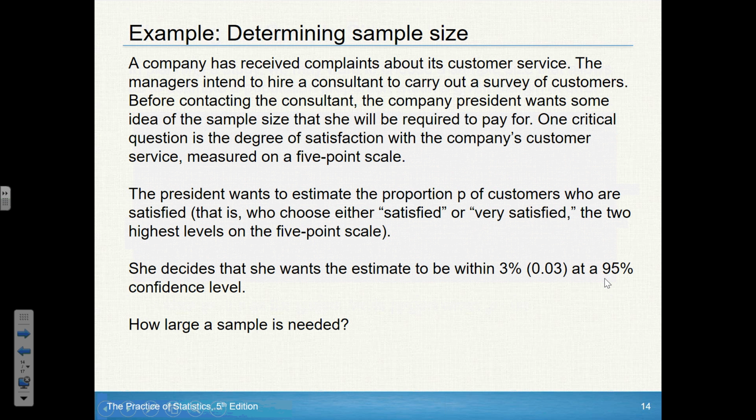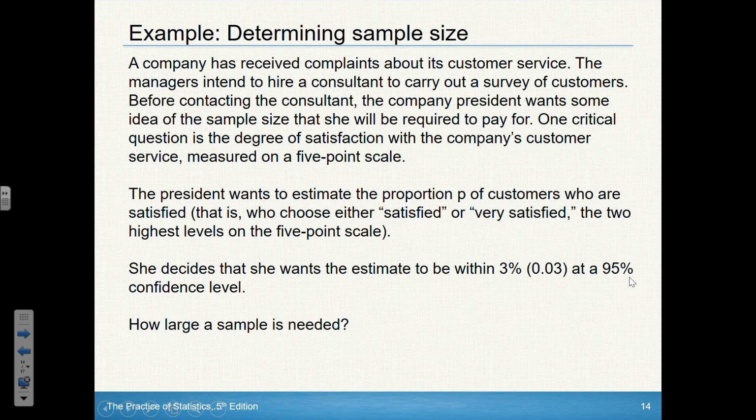So how do we go ahead and do that then? Let's look at this example. It says a company has received complaints about its customer service. Managers intend to hire a consultant to carry out a survey of customers. Before contacting the consultant, the company president wants some idea about the sample size that she'll be required to pay for. One critical question is the degree of satisfaction with the company's customer service measured on a 5-point scale. The president wants to estimate the proportion of customers who are satisfied, that is, who choose very satisfied or satisfied, the two highest levels. And she wants to be within 3%, in other words, 0.03, at a 95% confidence level.